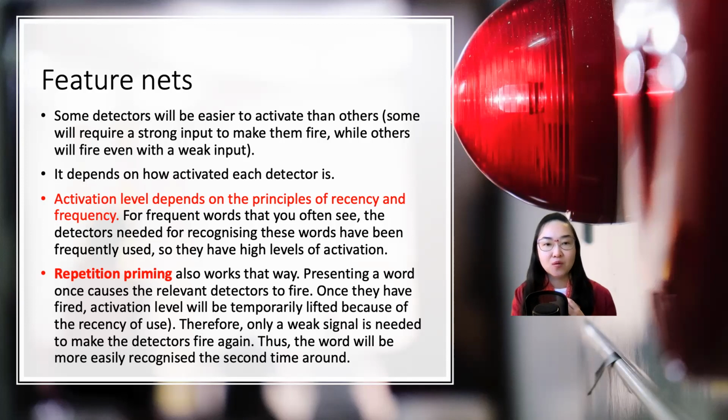Presenting a word once causes the relevant detectors to fire. Once they have fired, activation level will be temporarily lifted because of the recency of use. Therefore, only a weak signal is needed to make the detectors fire again. Thus, the word will be more easily recognized the second time around. That's repetition priming.